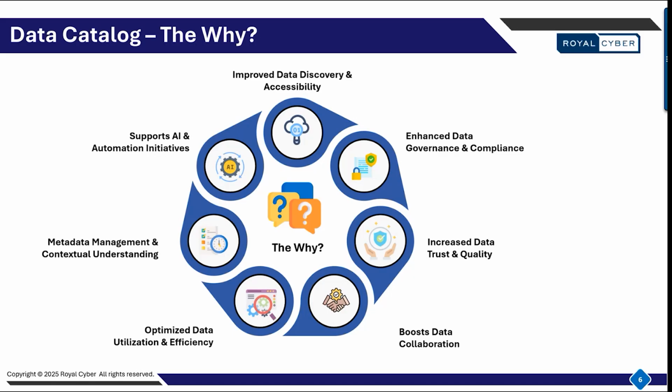Governance and compliance are also major concerns. Over the past few years, we've seen increasing regulations like GDPR, HIPAA, CCPA. In these cases, businesses must track where sensitive data is stored and who has access to it. A good catalog ensures compliance by maintaining metadata, setting policies, and monitoring data usage.